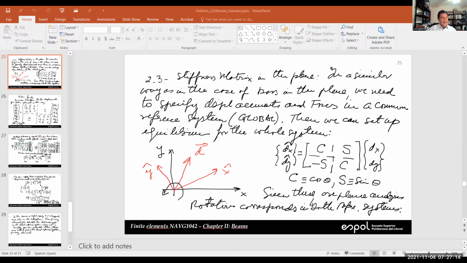This is something that we did in chapter 1: to transform a vector, that's the two coordinates, from the global to the local reference system. That's something that we have to remember. Cosine sine and sine cosine.